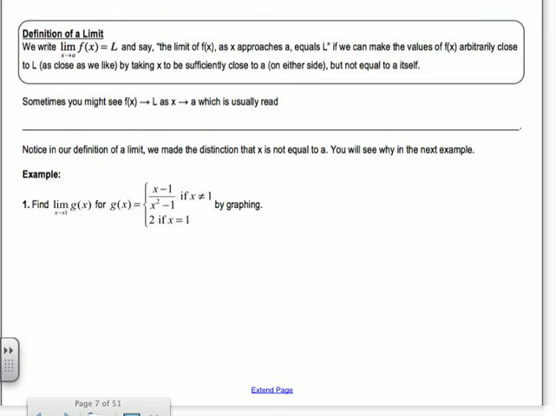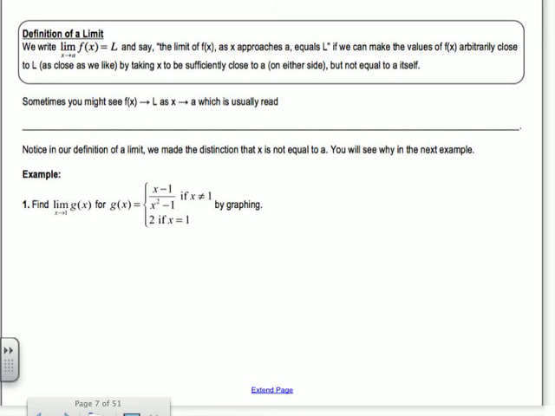All right, next up. So definition of a limit. This is the main definition of a limit. This is in every calculus book ever. It's confusing. It uses words like sufficiently and arbitrarily. But basically, we've just talked about what a limit is.